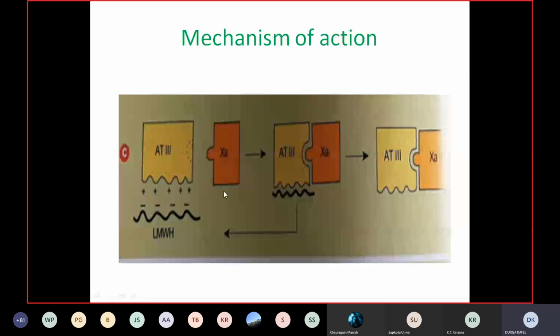Okay, so there is a conformational change in this antithrombin 3, and this factor 10A will go and bind to the antithrombin 3 and form a complex, thereby inactivating this factor 10. So the cascade of reaction will be inhibited, and this heparin, after forming the complex, will be released from this site and again bind to a new antithrombin 3 to inactivate other factors. This is how these drugs predominantly act on the activated factor 10.